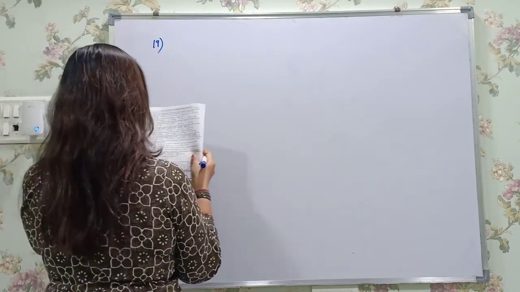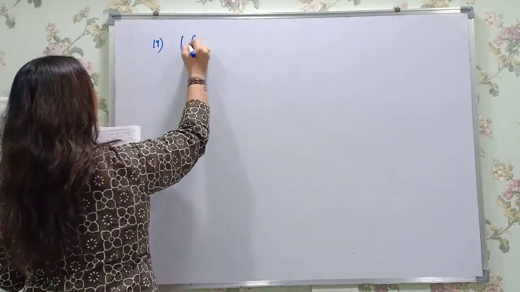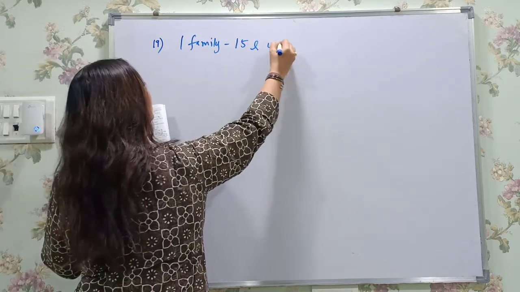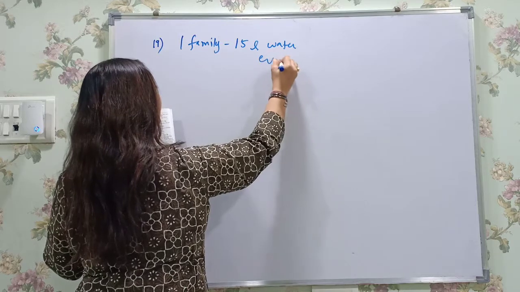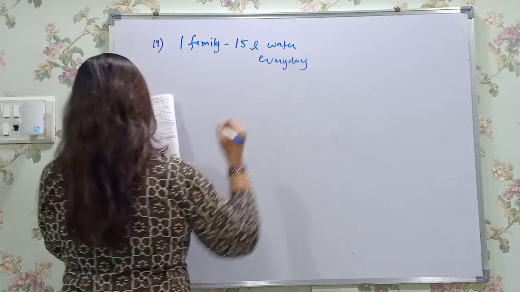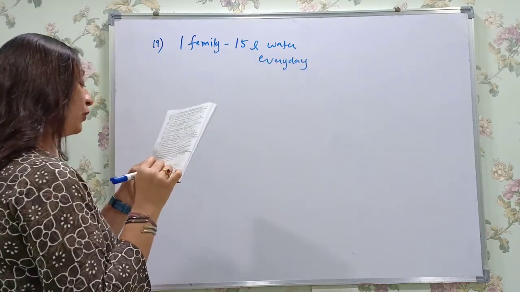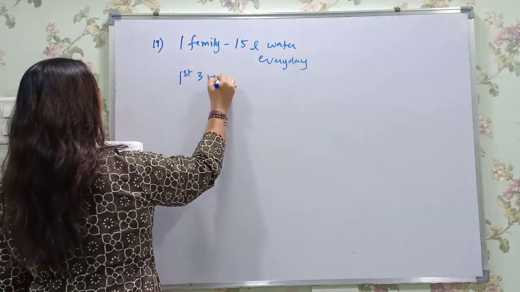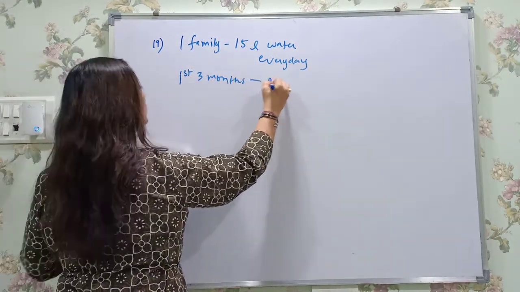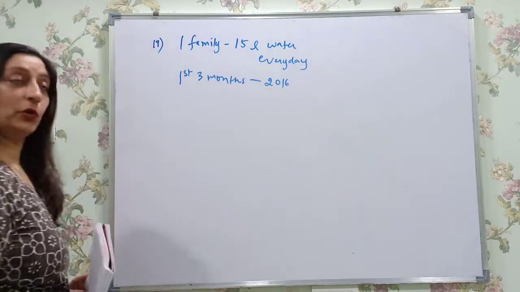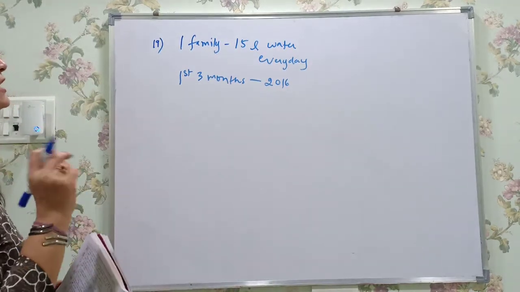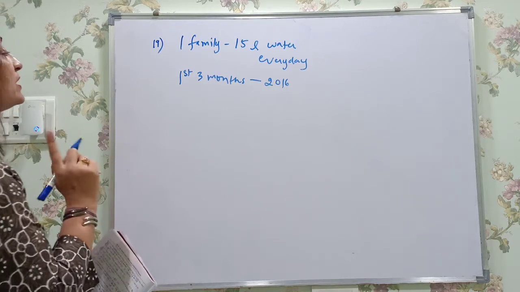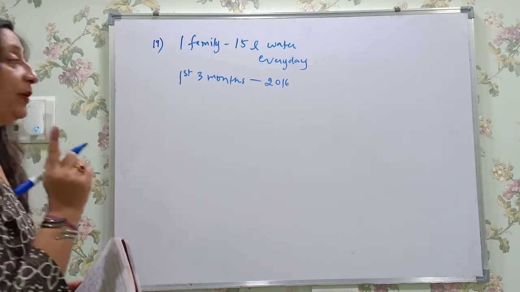If a family needs 15 liters of water every day, then what is the quantity of water required for the first 3 months in the year 2016? A family needs 15 liters of water every day, one day's 15 liters. So what would it be for the first 3 months of 2016?